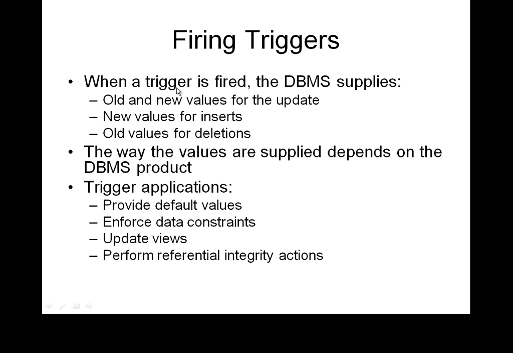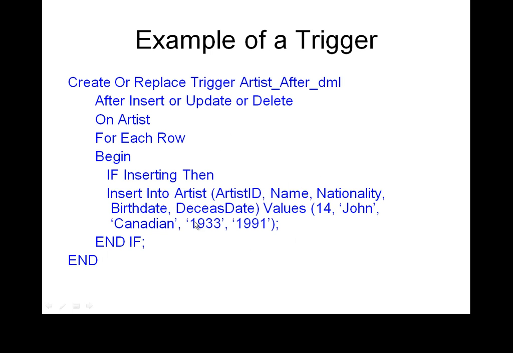To fire a trigger, the database supplies old and new values for the update, new values for the inserts, and old values for the deletions. The way the values are supplied depends on the database management system product. Trigger applications provide default values, enforce data constraints, update views, and perform referential integrity actions in case of any deletion of data.